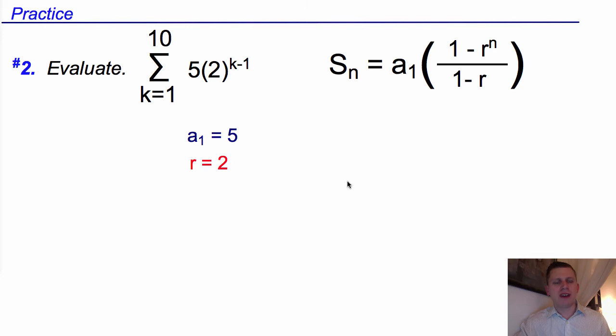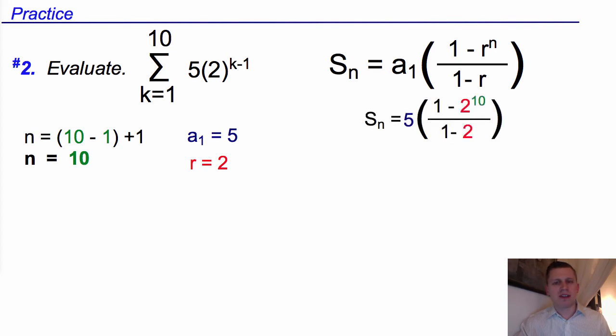And now I need to find the number of terms. To find the number of terms when we have summation notation, I take the upper limit, subtract the lower limit, add 1. When I do that here, I can see I have 10 terms. To evaluate it, I'm going to plug in. Plugging in would give me this expression.